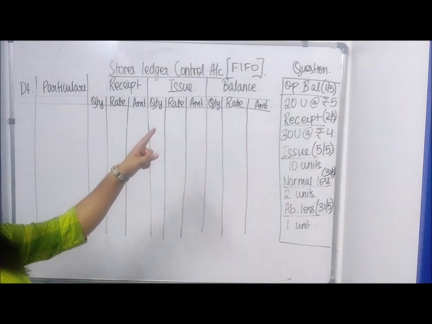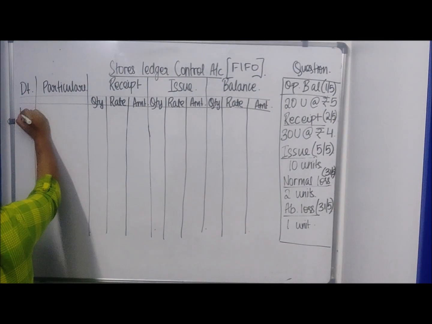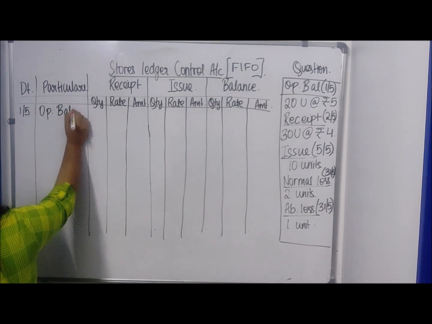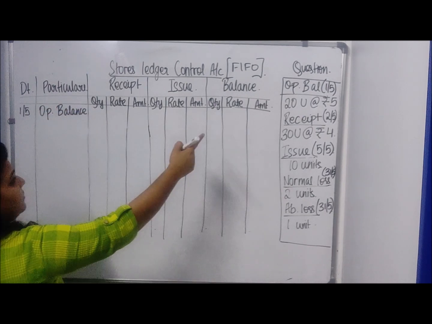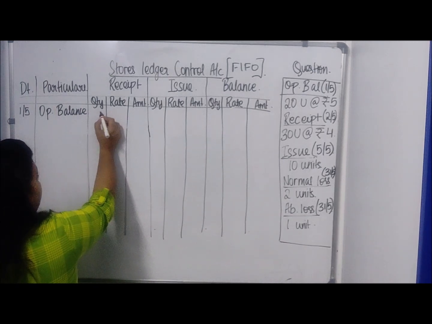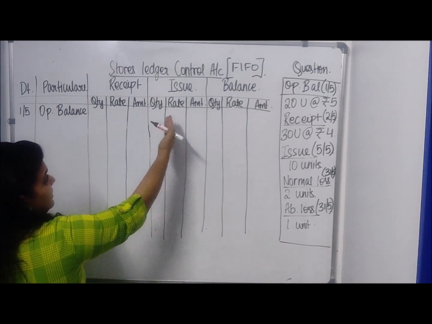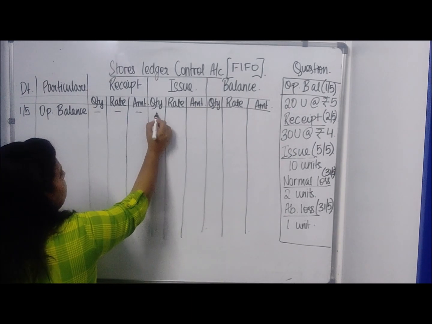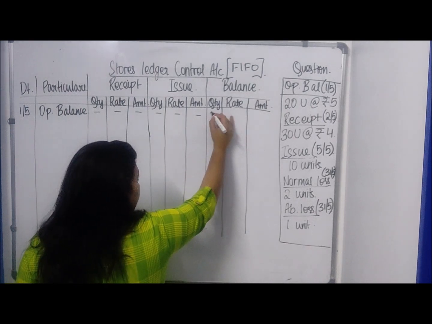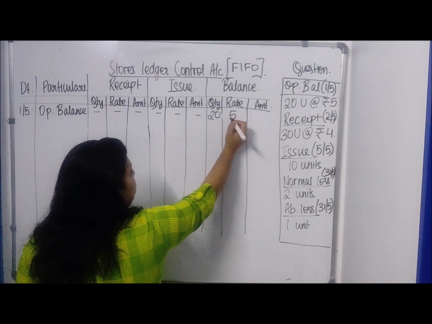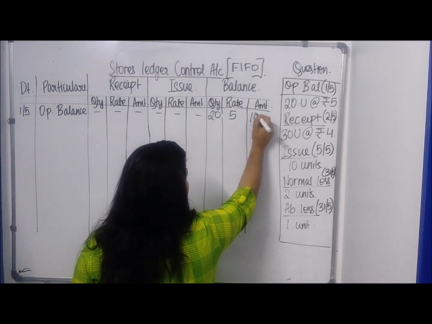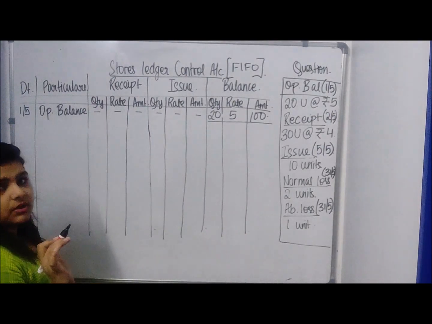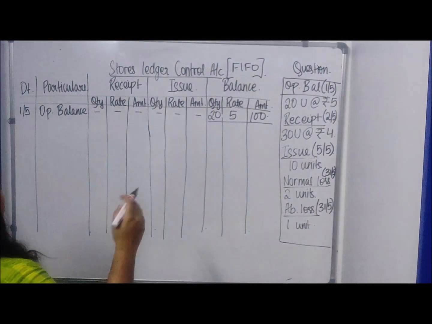Now, first I have an opening balance. The date is 1/5. I have an opening balance of 20 units at ₹5. तो balance है, तो balance किधर जाएगा? Is it a receipt or an issue? No, it is the balance. So here I will not have any transaction. The amount, the quantity and the rate will come here. 20 units at ₹5. So my amount is 100. Please draw a line after this. This event has occurred.